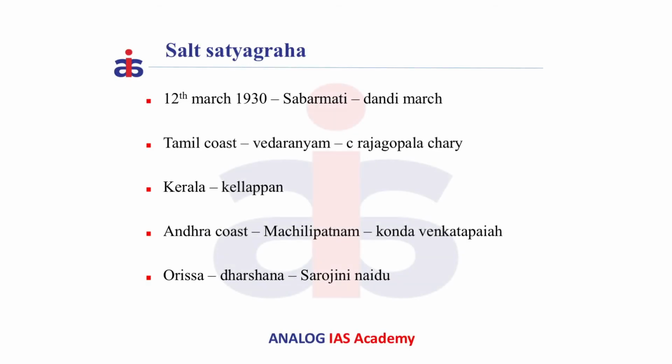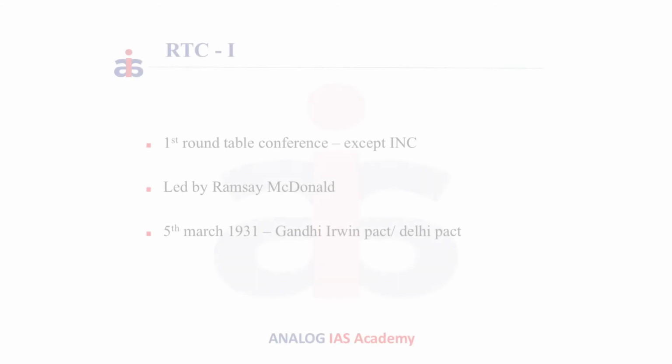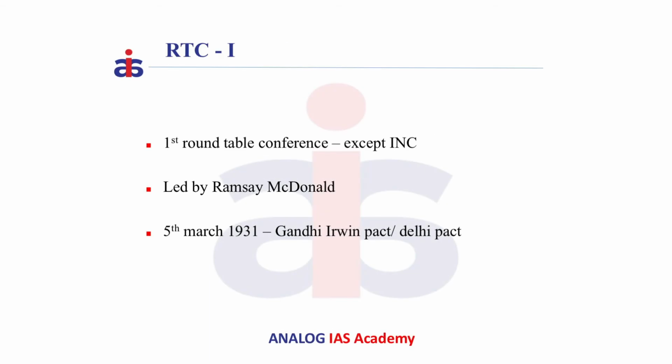On 12th March 1930, Mahatma Gandhi started his famous walk from Sabarmati to Dandi village in Surat, known as Dandi March. Similar marches were taken throughout India. Some of them are Vedaranyam Satyagraha led by C. Rajagopalachari near Tanjavur in Tamil Nadu, Kelappan in Kerala coast, Machilipatnam in Andhra coast led by Konda Venkatappaya, and in Orissa by Sarojini Naidu.